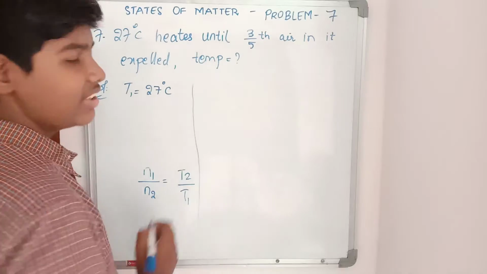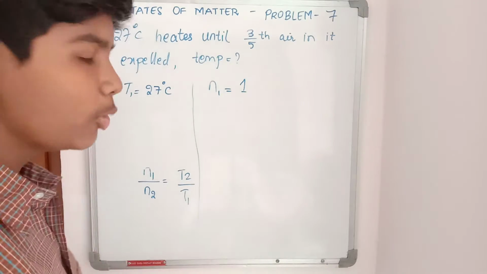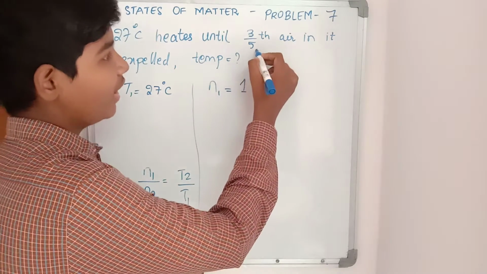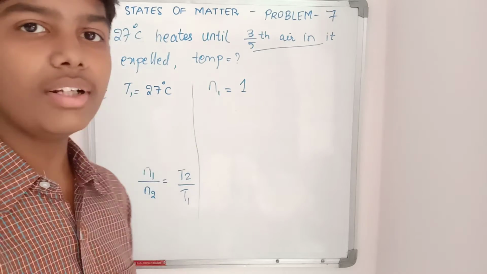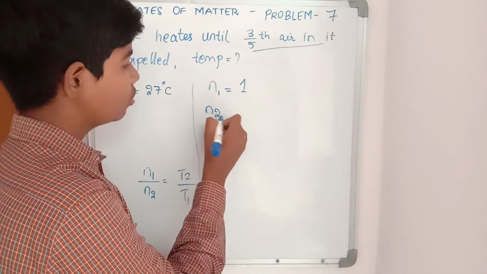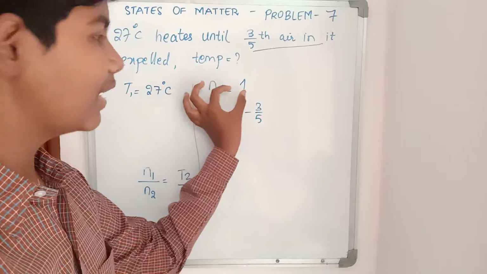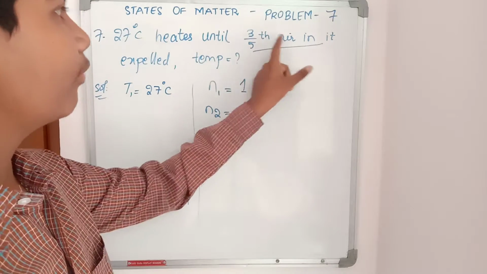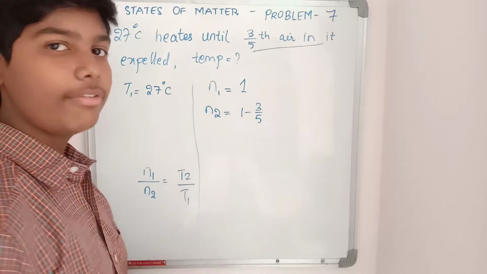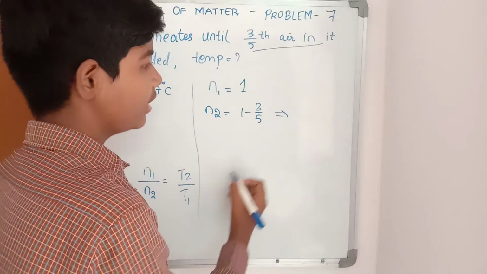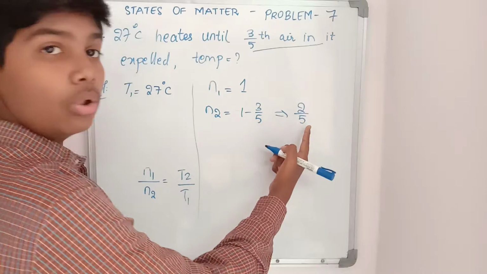Suppose it is a vessel. Given it is an open vessel, let us take n1 equal to 1, suppose inside it is 1. It is also given that 3/5 of the air in it is expelled. So what will be the remaining? n2 is equal to 1 minus 3/5, which is 2/5. So n1 is equal to 1 and n2 is equal to 2/5.